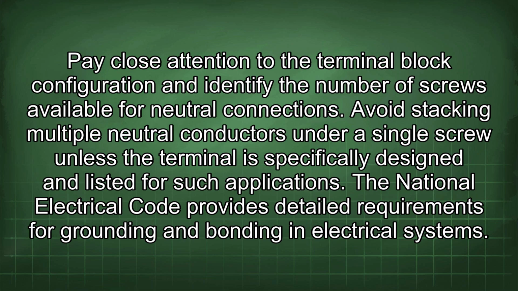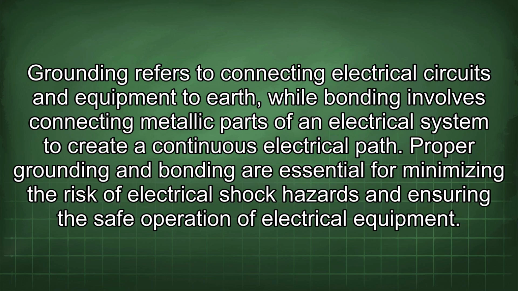The National Electrical Code provides detailed requirements for grounding and bonding in electrical systems. Grounding refers to connecting electrical circuits and equipment to earth, while bonding involves connecting metallic parts of an electrical system to create a continuous electrical path. Proper grounding and bonding are essential for minimizing the risk of electrical shock hazards and ensuring the safe operation of electrical equipment.